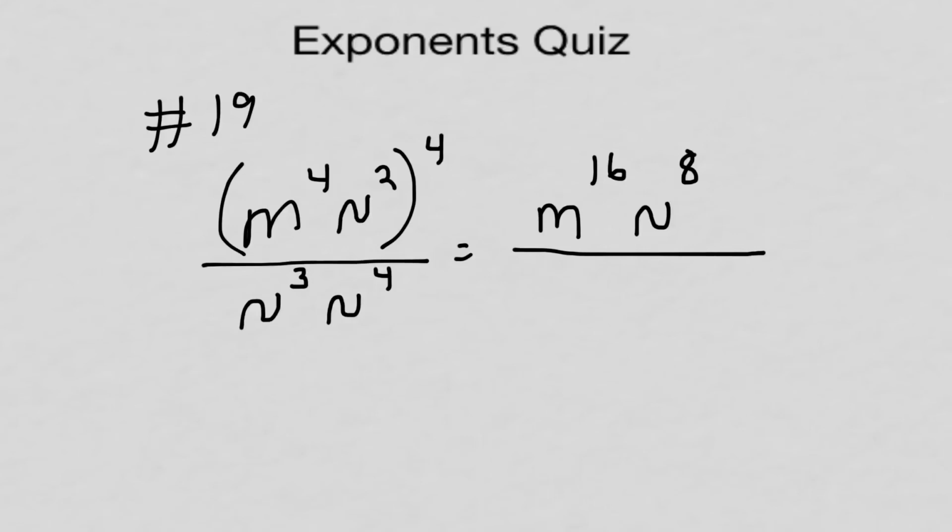Okay, first I got to combine on the bottom. I've got n cubed times n to the fourth. I can add those exponents, and I end up with n to the seventh. Now to clean this up, I end up on top with m to the 16th. With the n's, 8 minus 7 is just n to the first. Guys, if you put a 1 as an exponent, I will not mark it wrong, but probably the better way to do it is just leave it like that. M to the 16th times n.